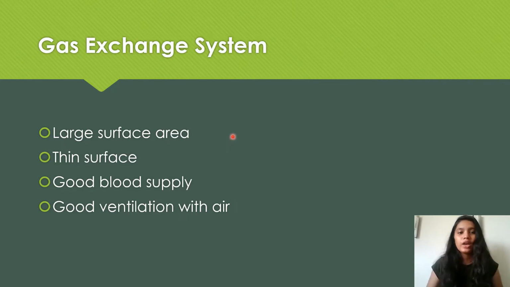Then after that, we have a thin surface, that is, alveoli are one cell thick. So this means that the distance across which gases have to diffuse, and when I'm talking about gases, it's only O2 and CO2, is smaller. So again, the rate of diffusion is faster. So that makes the gas exchange system more efficient. Then there is a good blood supply.